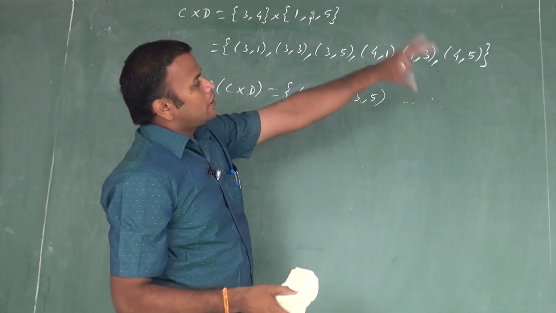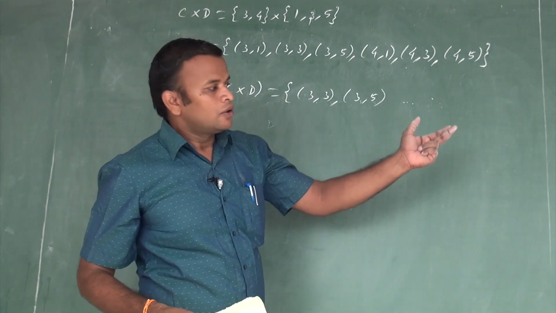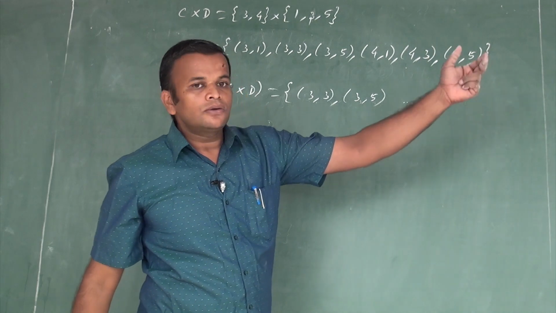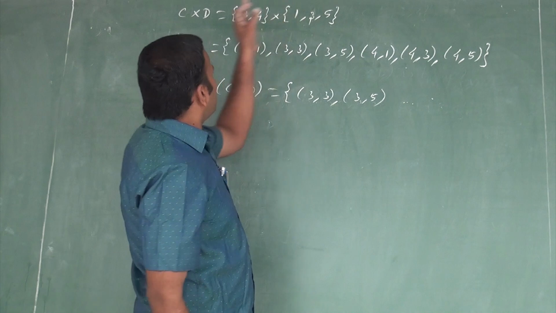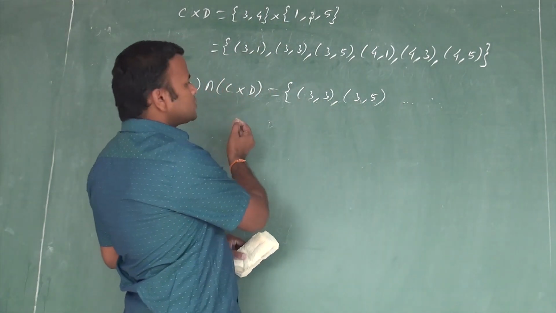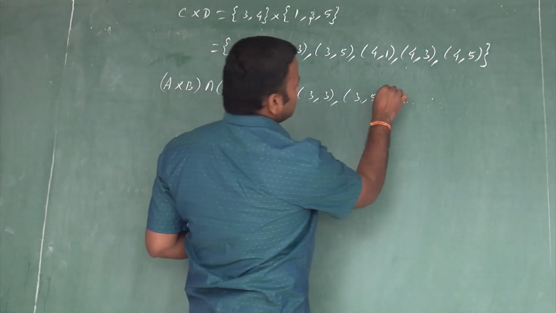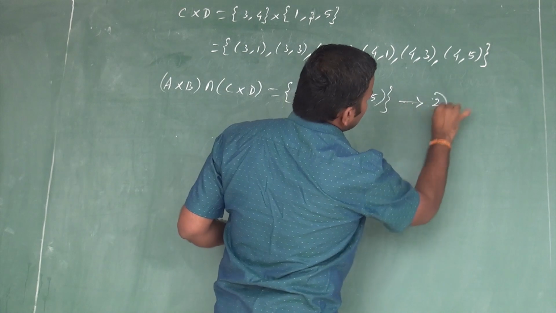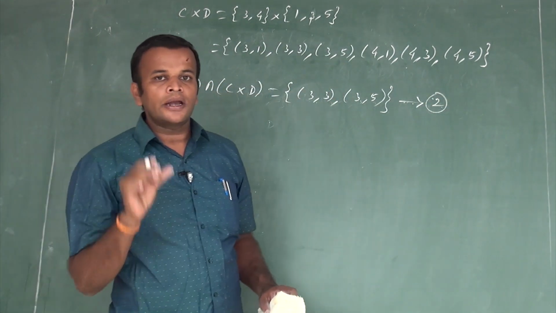We check whether any other ordered pair is common. 1 comma 5, 2 comma 2, 2 comma 3: all these ordered pairs are in A cross B, but none of them lie in C cross D. So in A cross B and C cross D, only these 2 ordered pairs are common. Now I call it equation 2. Now we check from 1 and 2.